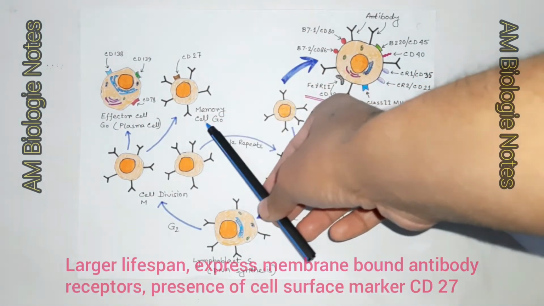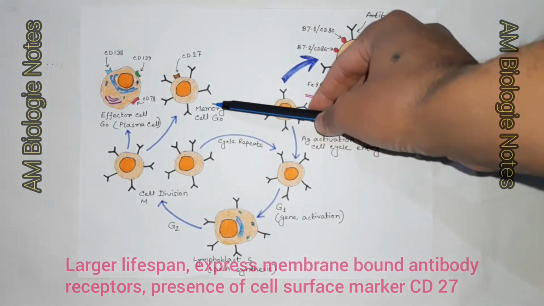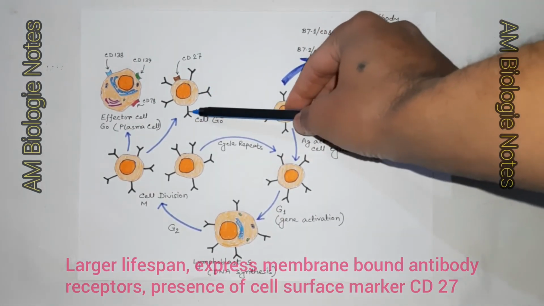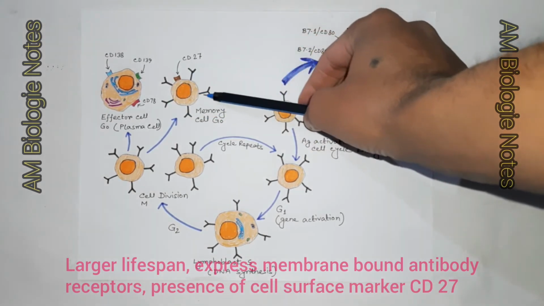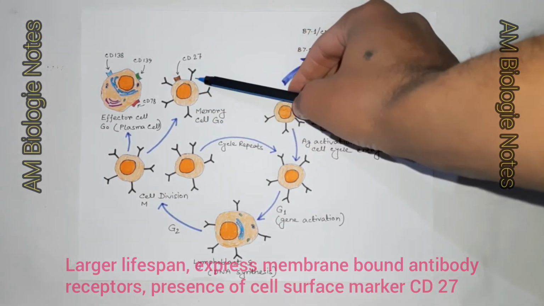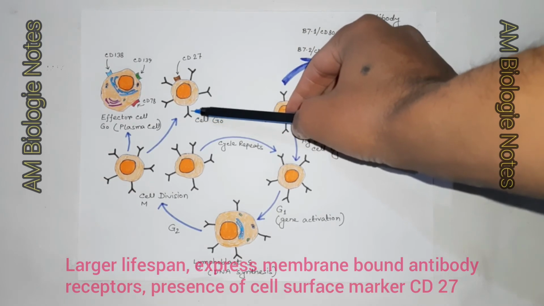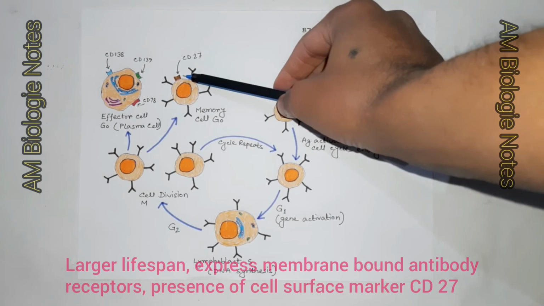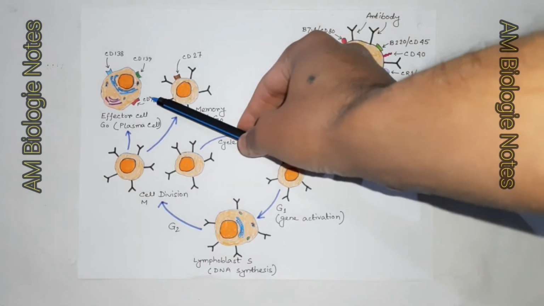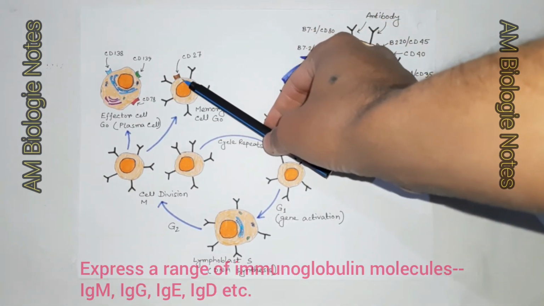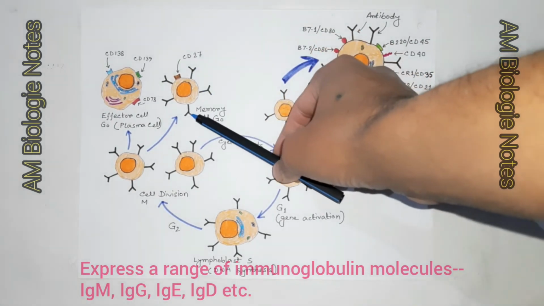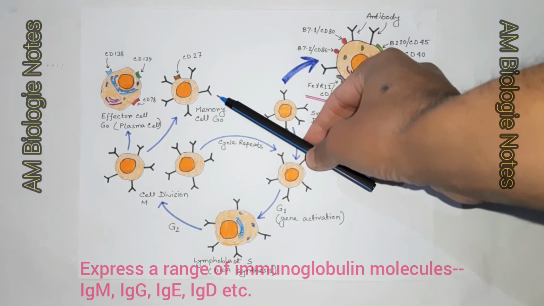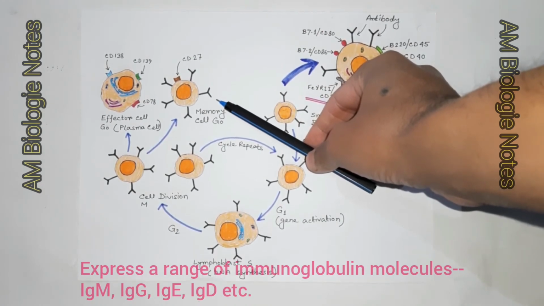The memory B cells have a larger lifespan. They express membrane bound antibody receptors with the same antigen specificity as the original virgin B cell. They can be distinguished by the presence of cell surface marker CD27. They can express a range of immunoglobulin molecules like IgM, IgG, IgE, and rarely IgD.